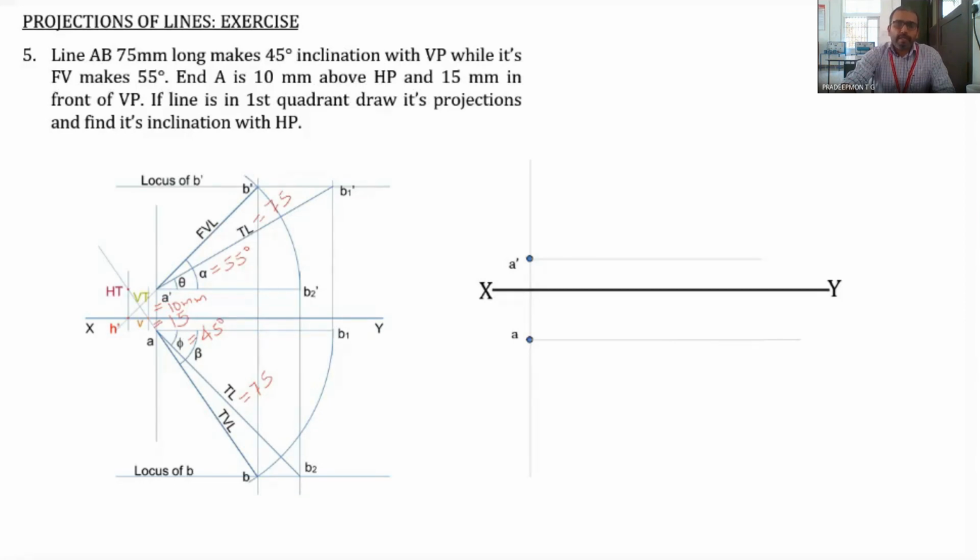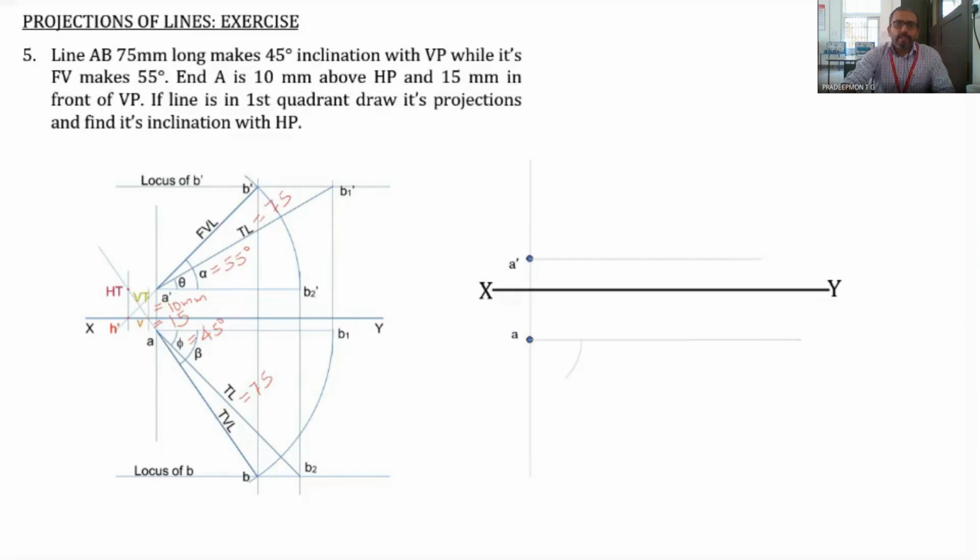Similarly, we draw the locus of A dash. These are to measure the angles. In order to measure the angles 55 degree as well as 45 degree, we need such lines, that is, the horizontal lines through A dash as well as A.